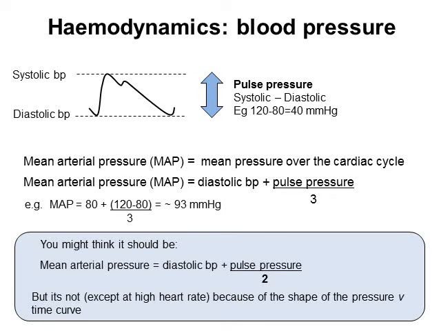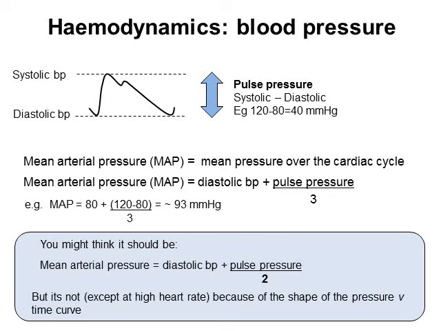Those of you who are mathematically minded may think that it should be pulse pressure divided by 2 in this equation. That would be the case if it was a straightforward sine wave and the pressure increased and then decreased at the same rate. It does not in the heart, except at very high heart rate, because we have a rapid increase followed by a blip and a much slower decrease.